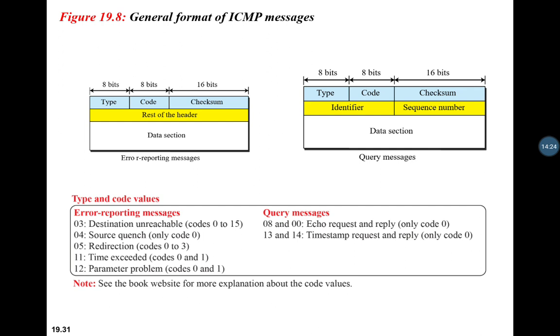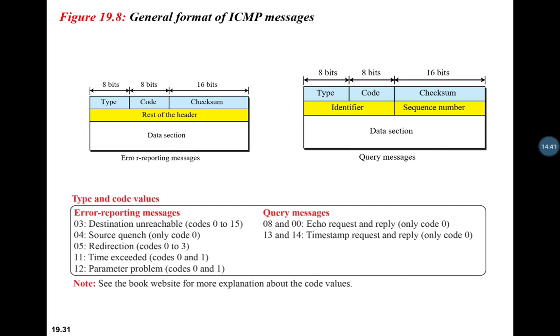In all those cases which cannot be interpreted, there is code 0 and code 1. Code 0 is used whenever there is a problem in the header of the datagram, and code 1 whenever some options are missing or cannot be interpreted. It is a parameter problem.